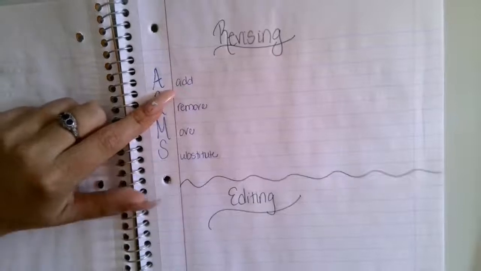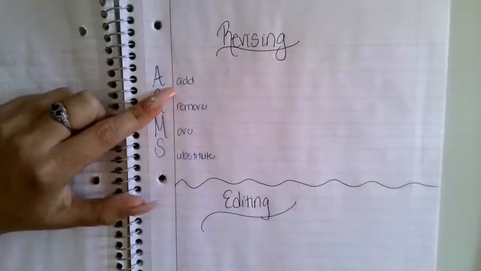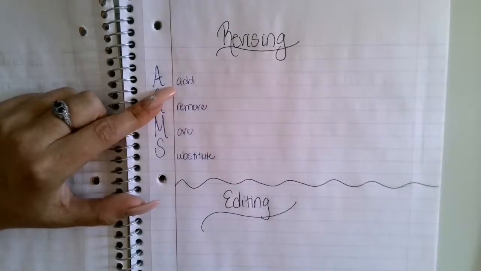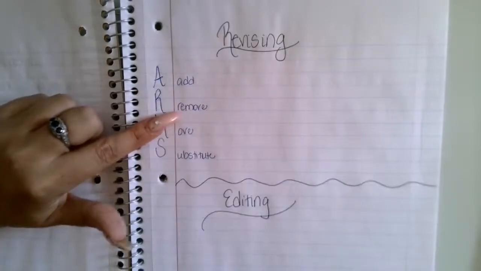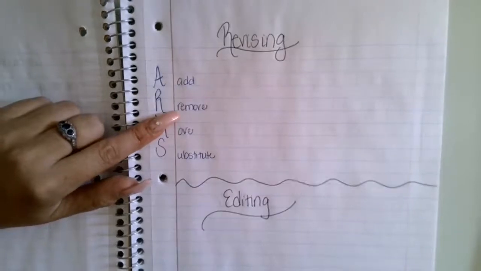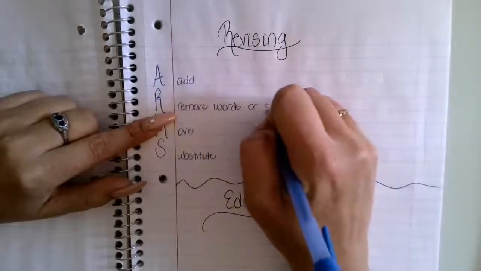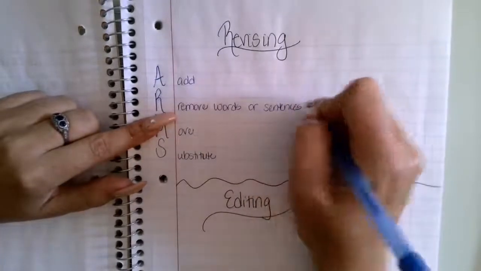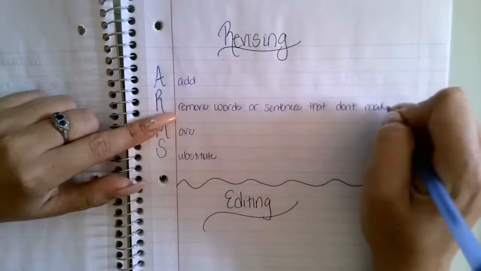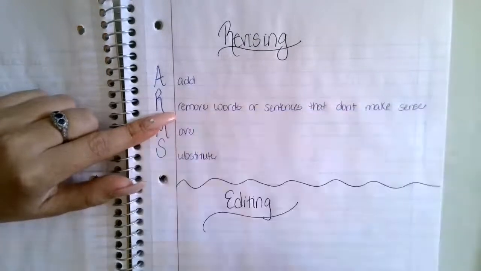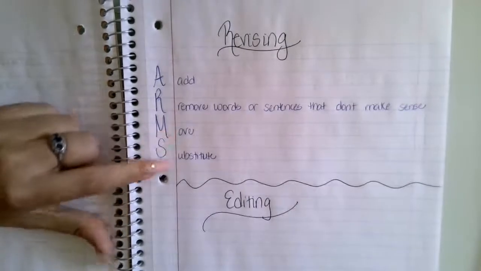Did you already add your transitions? The paper that you're using for your checklist does say add figurative language. We haven't learned that yet, so I don't want you to worry about that yet. But add interesting words and sentences. The R means remove. Remove words and sentences that don't make sense. Move. Move words or sentences that sound better in different places.